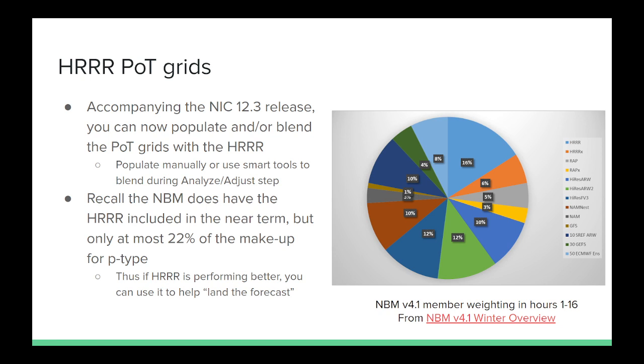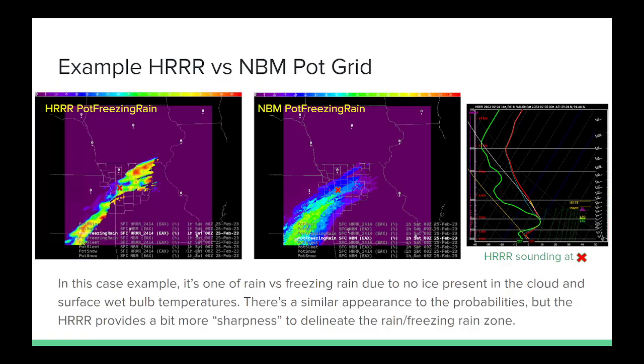And you'll note that the HRRR and the HRRR extension, which accounts for 22%, those are one of those shades of blue and the orange shown in the pie chart. 22%, again, it's not that high. So again, if you're feeling the HRRR is more spot on, you can blend with it or directly populate. And I figured I'd share an example of this.